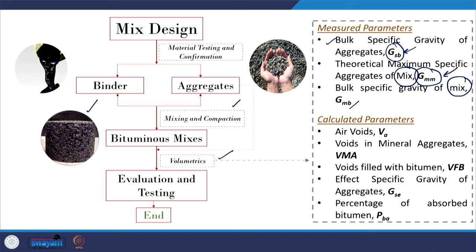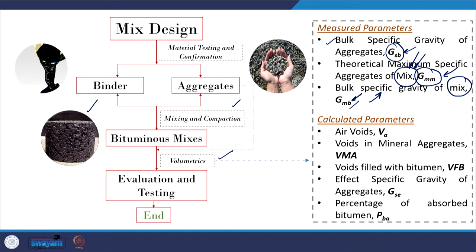G suffix MM denotes the theoretical maximum specific gravity of the mix, all right. And G suffix MB denotes the bulk specific gravity of the mixture. So, this GMB is also a mix property, not only an aggregate property.